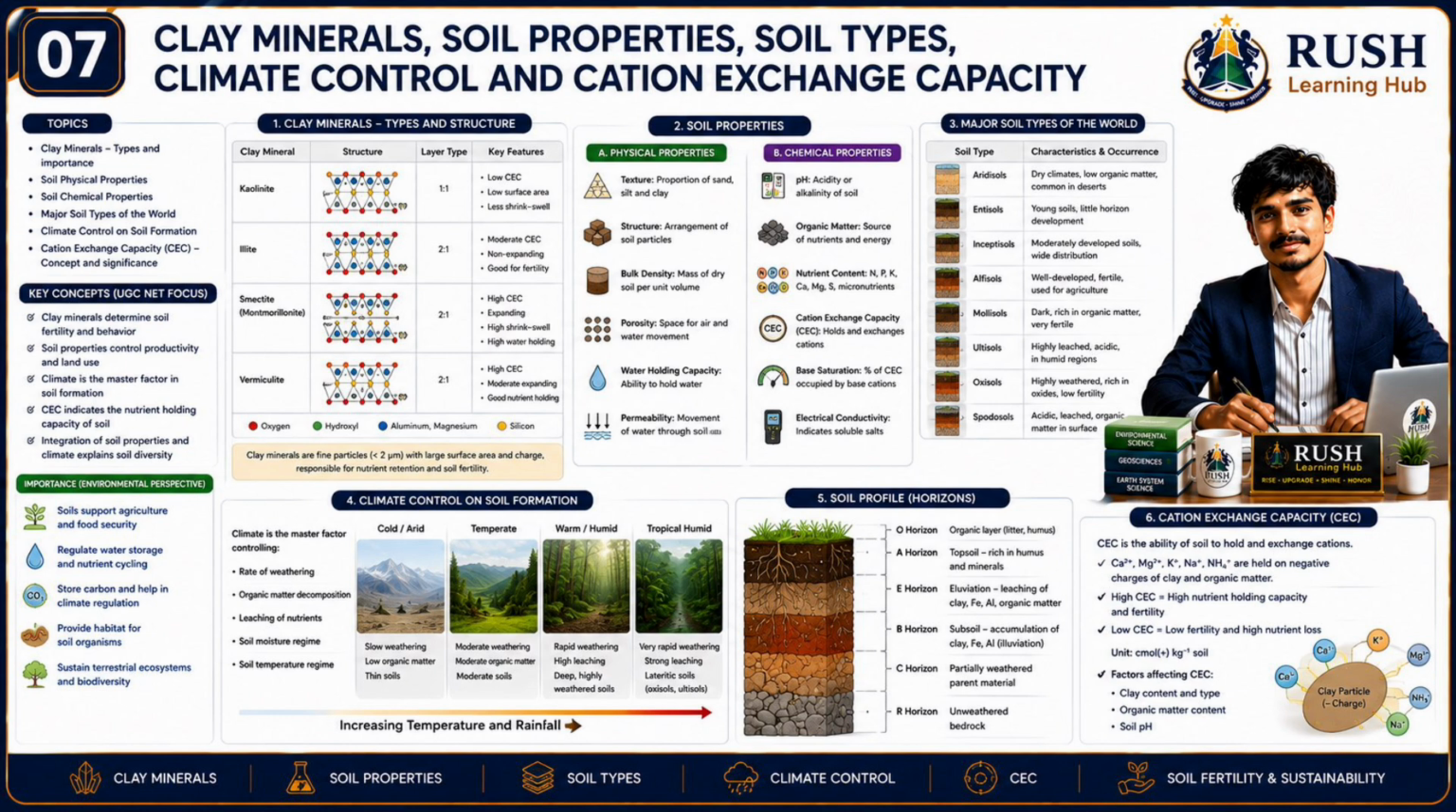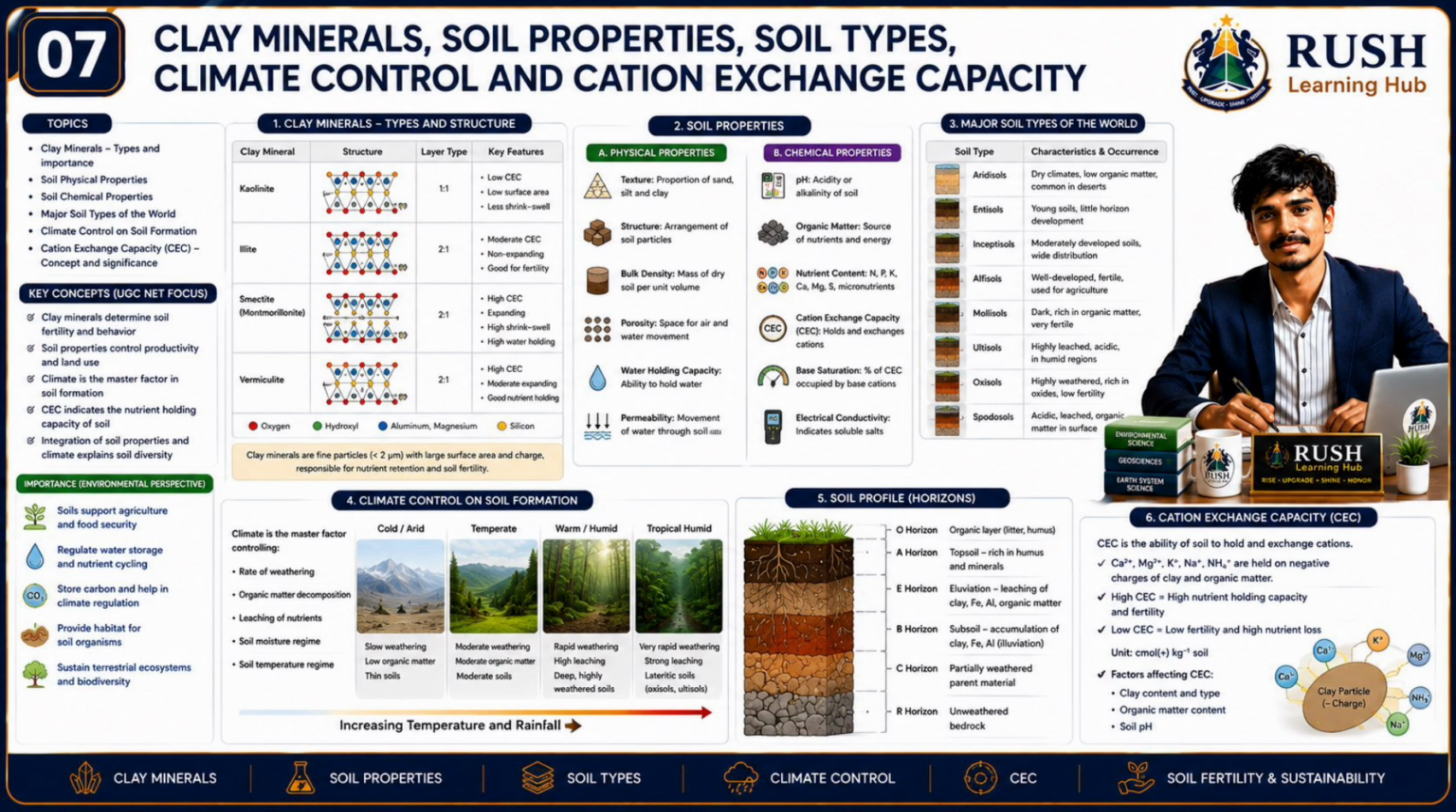Soil structure refers to the arrangement of soil particles into aggregates. Porosity indicates the percentage of pore spaces within the soil, while permeability describes the ease with which water moves through the soil profile. Bulk density is defined as the mass of dry soil per unit volume and is an important indicator of soil compaction. Water holding capacity refers to the ability of soil to retain moisture for plant use.